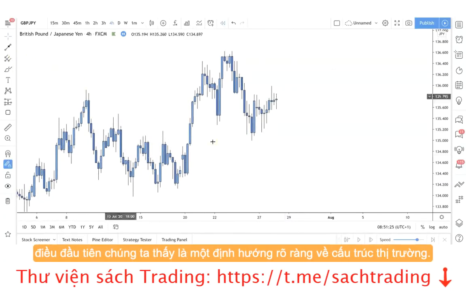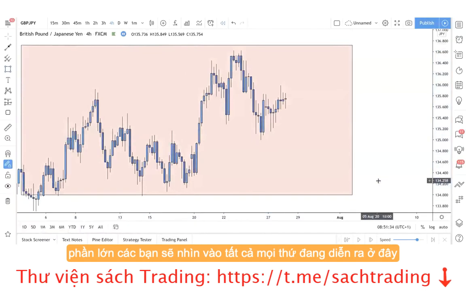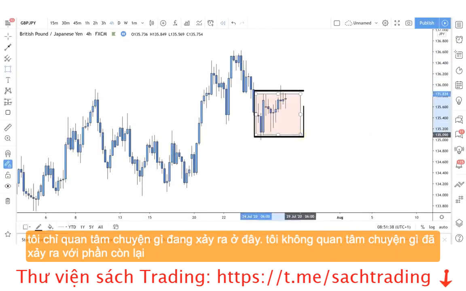First things first, what do we see? Is there a clear directional bias on this market structure? Now, the majority of you will be looking at this and your eyes will be focused on everything that's happening here. Well, no. What I'm focusing on as a day trader is what's happening over here. I don't care what's happened to the left.